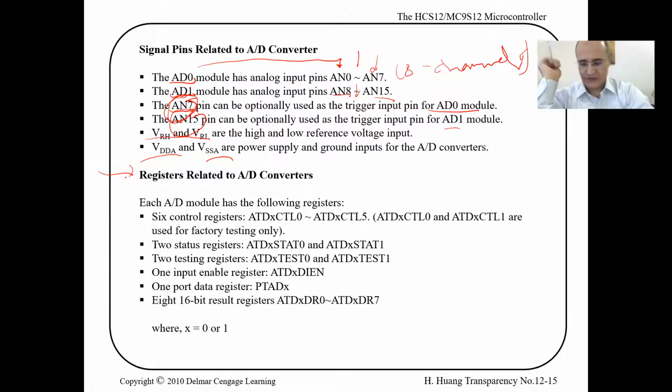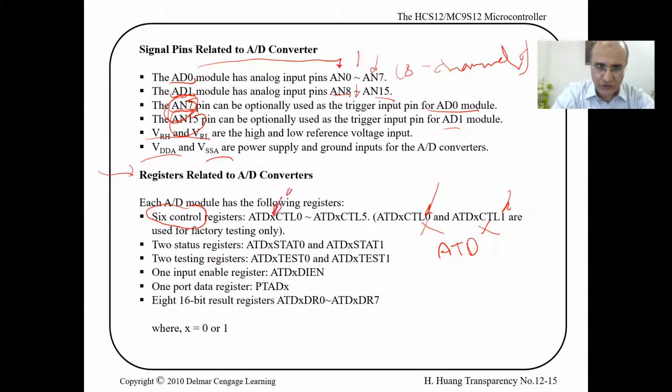The A to D we have on the HCS12 microcontroller has different registers. We have control registers, 6 control registers. The first 2, control register 0 and control register 1, we don't use them. They're reserved for factory testing. We said we have A to D 0 and A to D 1, so this X could be a 0 or 1. Okay? 0 means you're controlling AN 0 to 7. If this is 1, then you're talking about AN 8 to 15.